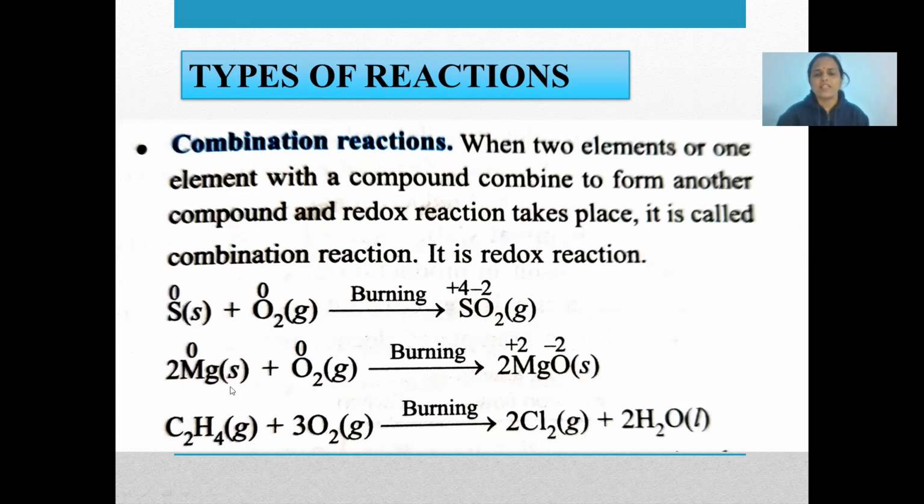Similarly, another example is magnesium combines with oxygen to form magnesium oxide. Here, magnesium is undergoing oxidation from 0 state to +2 state, and oxygen from 0 to -2 state is undergoing reduction. So this is another case of combination reactions. Similarly, a hydrocarbon, when it burns in oxygen, here C2H4 plus O2, results in the formation of CO2 plus H2O. So this is another example of combination reactions.